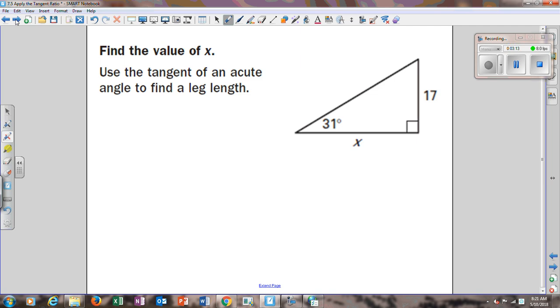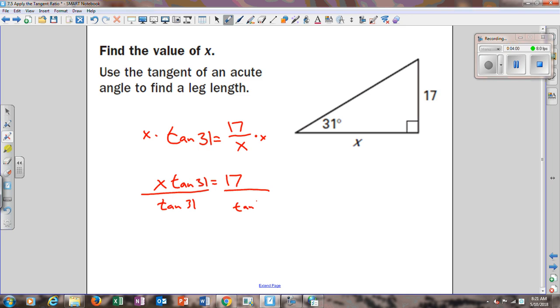Find the value of x. Use the tangent of an acute angle to find a leg length. Okay, so in this case, instead of A, it's tan 31 equals opposite, which is 17, over adjacent, which is x. Now we have to solve for x. So you multiply both sides by x to get it off the bottom. That gives you x tan 31 equals 17. Now x isn't by itself yet, so you haven't solved for x. So you have to divide by the tangent of 31. So those cancel out on this side. You get x equals 17 over tan 31.